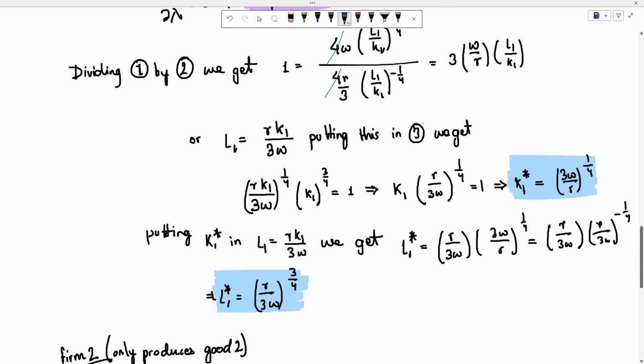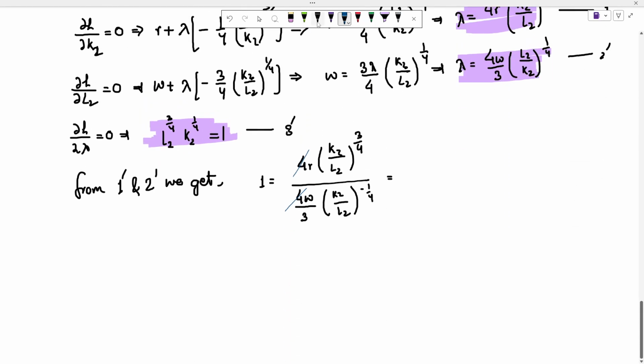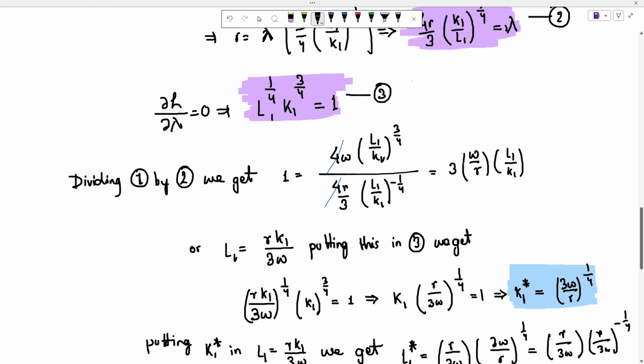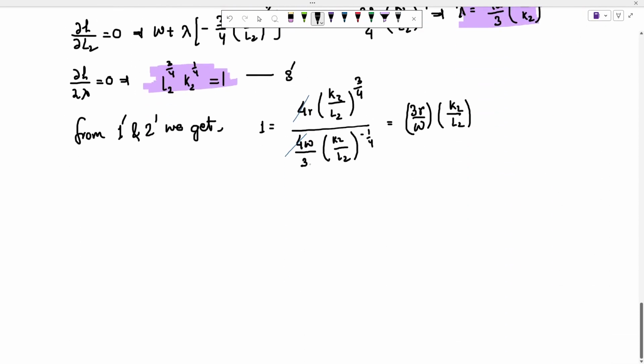Wait a sec. We will have 3R by omega and K2 by L2. That's it, right? Something very similar we found here. And this gives us L2 as 3R. Oops, K2, right? No.